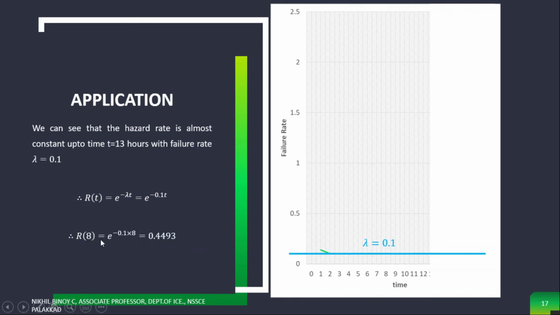For t equal to 8, R of 8 is equal to e raised to minus 0.1 into 8, that is 0.4493. The actual reliability from table 1 is 0.429. So you can see that this decrease is constant. Here it is 0.4493, here it is 0.429. Almost 2% difference is there. Because from t equal to 2 it is following the constant hazard model. It is constant up to 30. Only here we have a difference. After that, the difference between the reliability given by the constant hazard model and the actual value is always constant, because from this point it is following a constant hazard model.